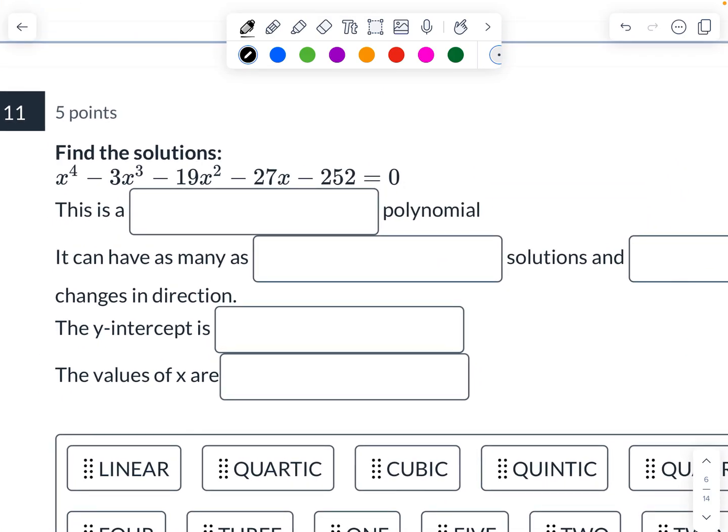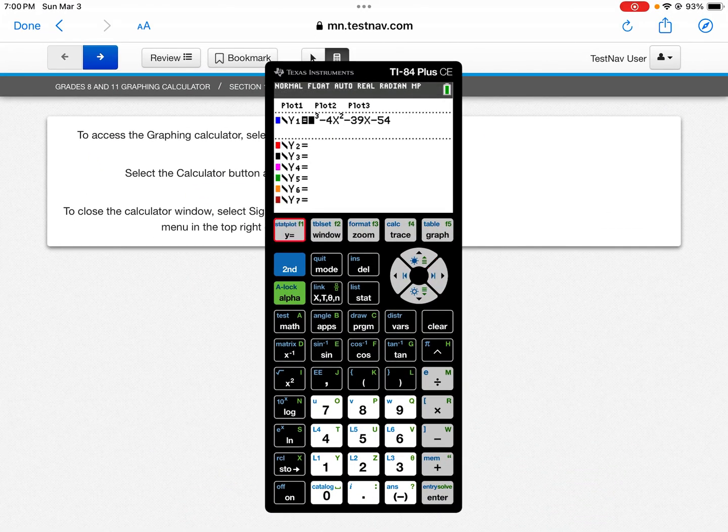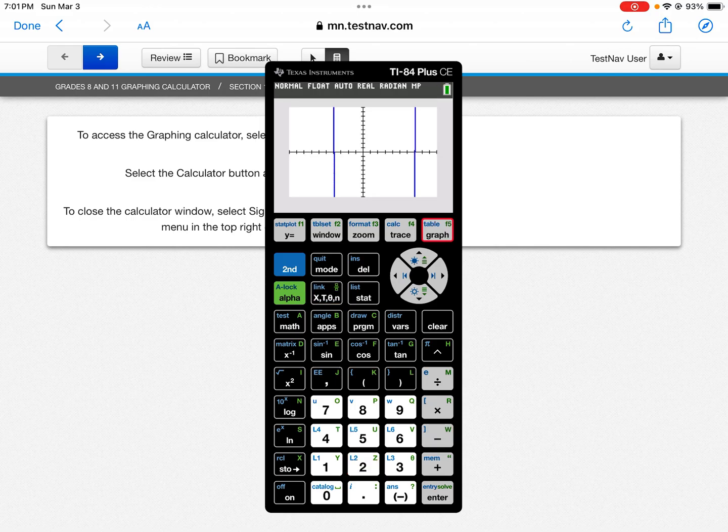Ooh, this one is not factorable, so let's put it in the calculator. Let's go to y equals, clear what's there, and write x to the power of 4 minus 3x to the power of 3 minus 19x squared minus 27x minus 252. And let's hit graph.